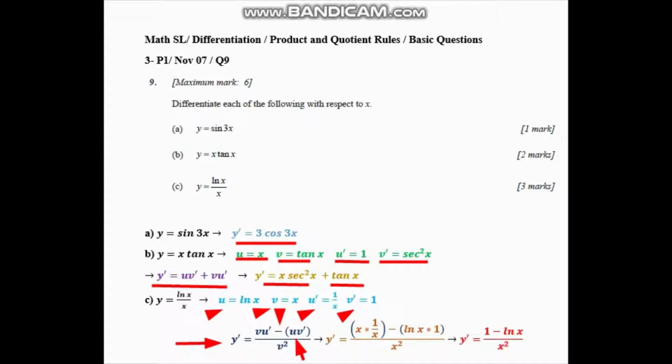Now we're going to substitute again. vu dash is right there, so v is x and u dash is 1 over x, minus uv dash, which is ln x times 1, all over x squared. And in the final step, all I did was simplify the numerator a little bit. x times 1 over x gave me 1, and ln x times 1 is obviously just ln x. So maybe take a minute to pause the video if you want to copy this down before I begin the next question.